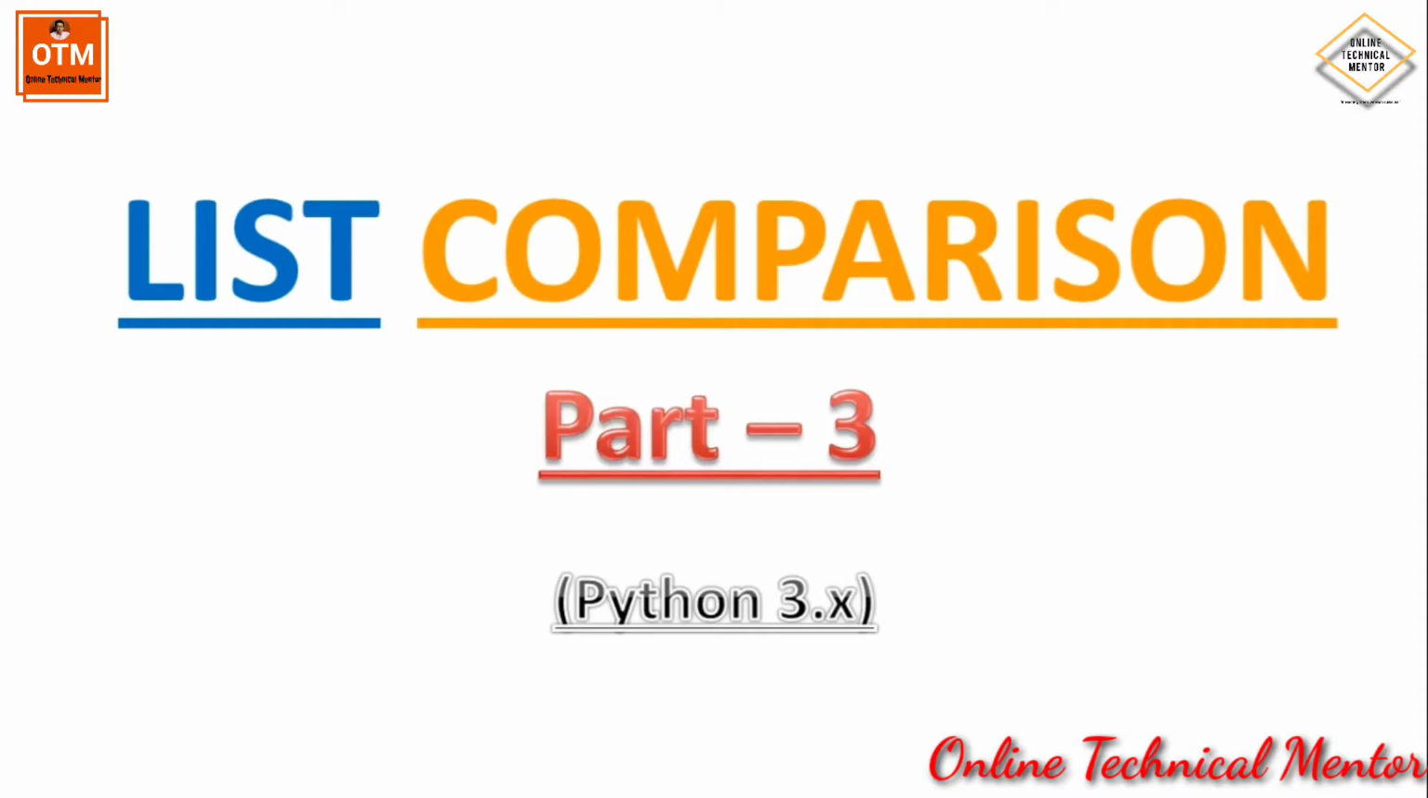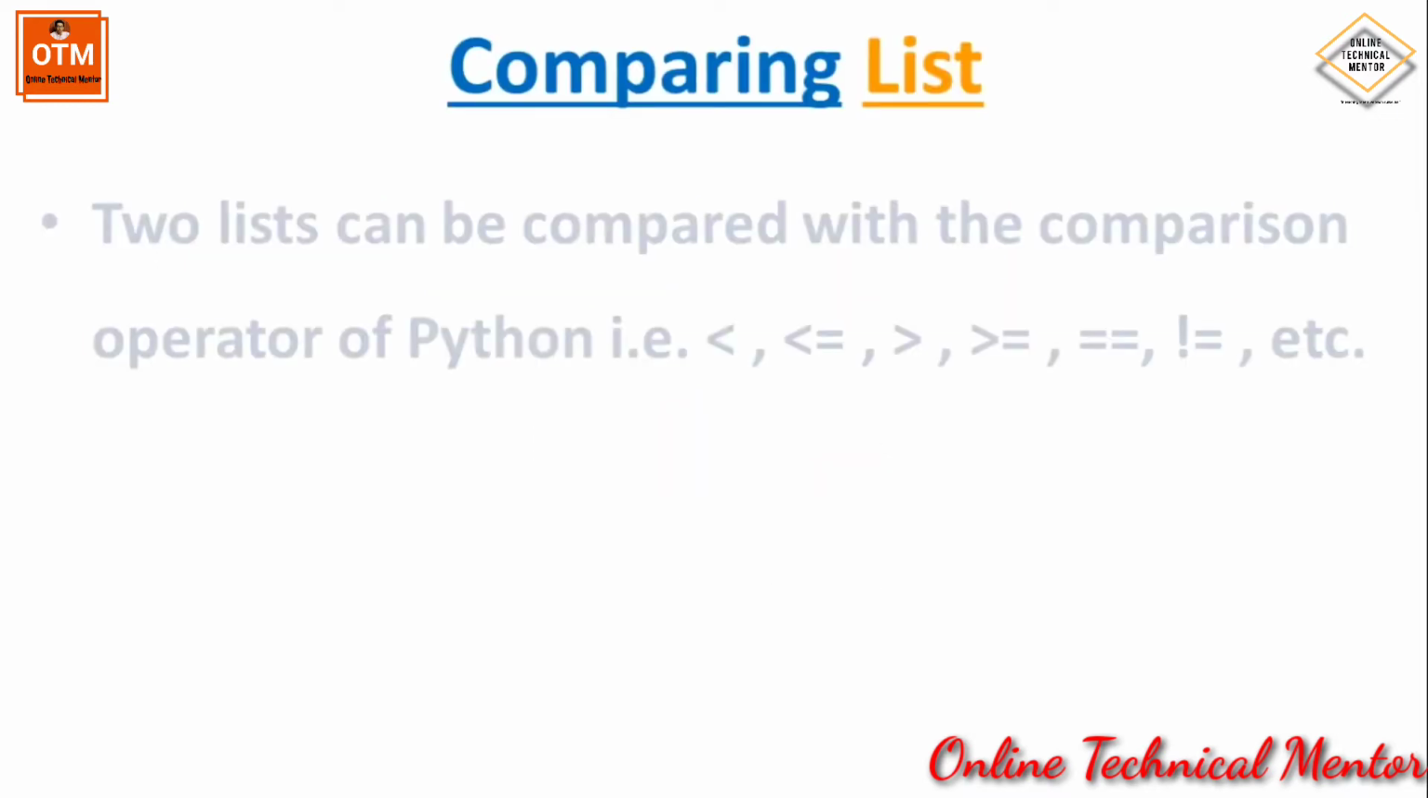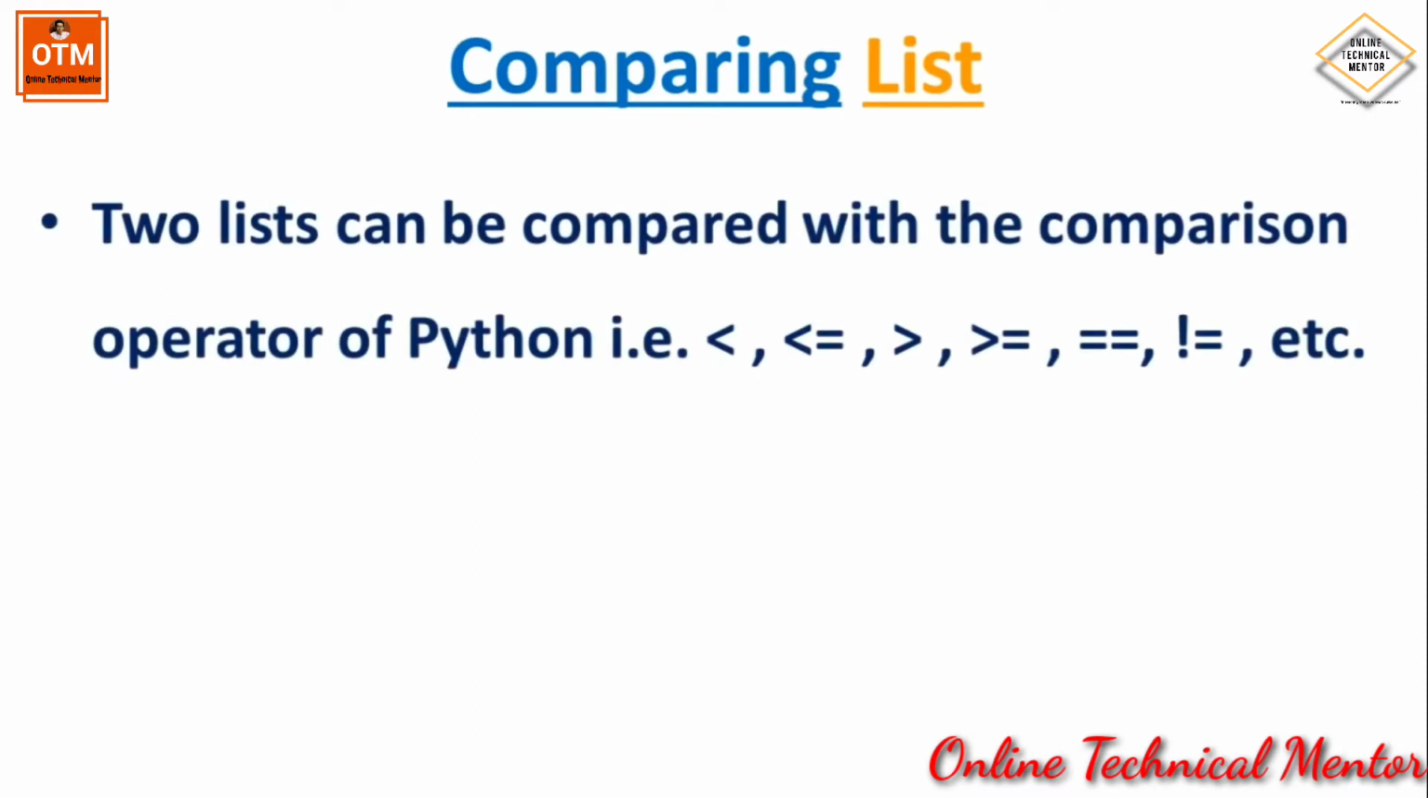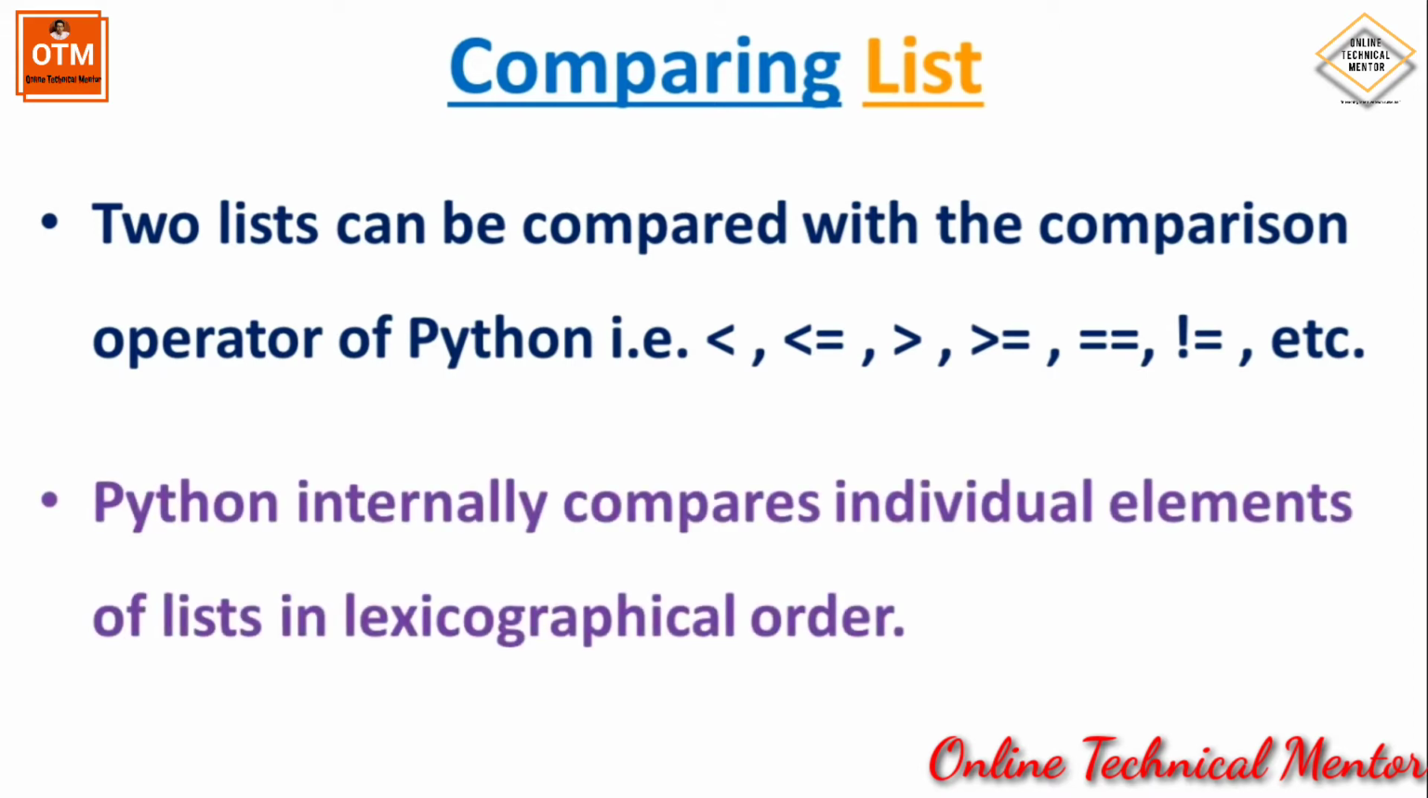In this video, I am going to show you how to compare two given lists. So let's start with list comparison. Comparing lists: two lists can be compared with the comparison operators of Python, that is less than, less than or equal to, greater than, greater than or equal to, double equal to, not equal to, etc. Python internally compares individual elements of lists in lexicographical order.